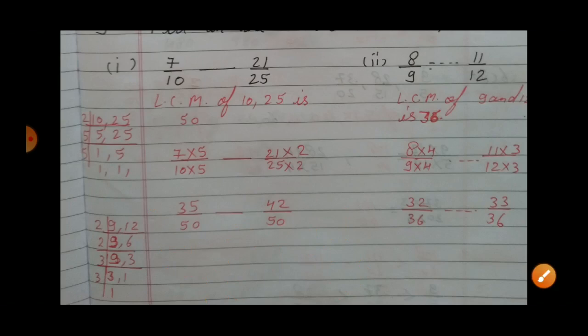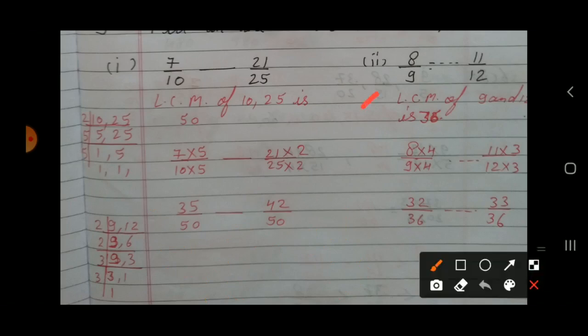Okay. Second part is here: 8 upon 9, 11 upon 12. What we have to do? First we have to make the denominator same. For this we will find the LCM of 9 and 12. LCM is 36. From here you can check. We have to make 36 in the denominator.